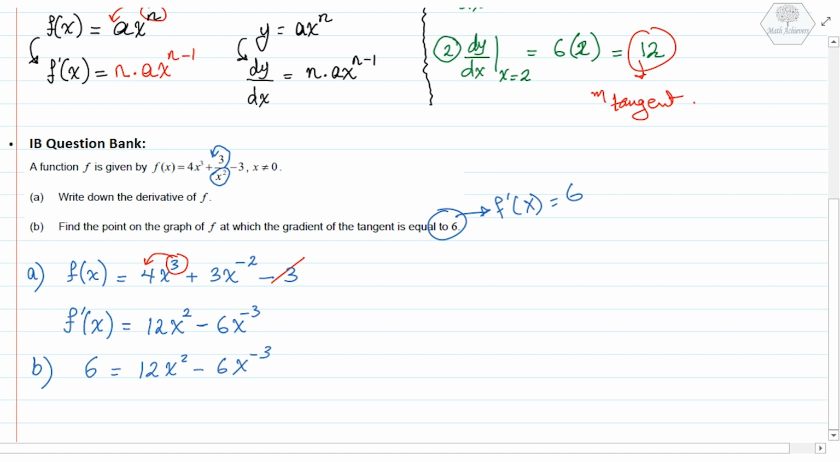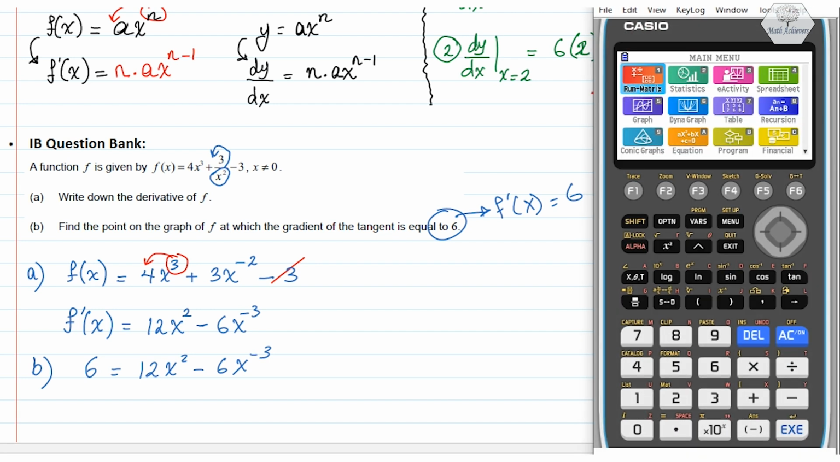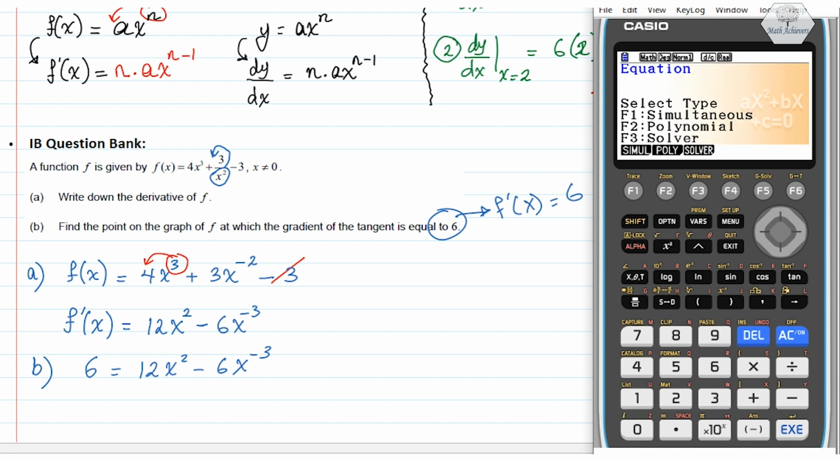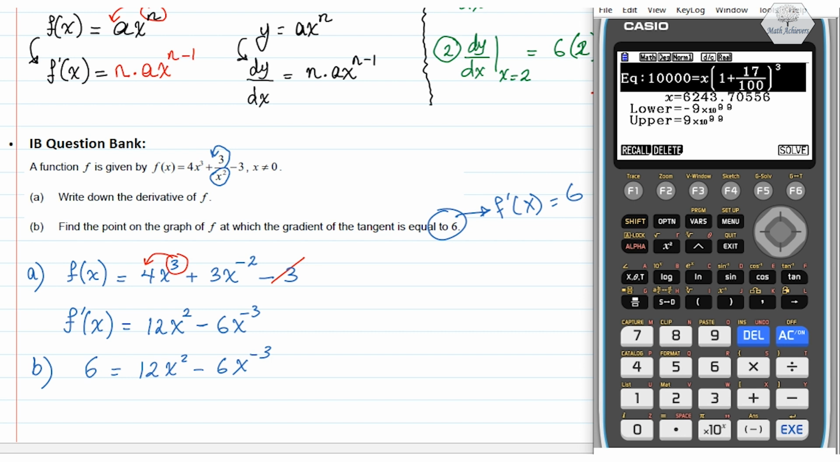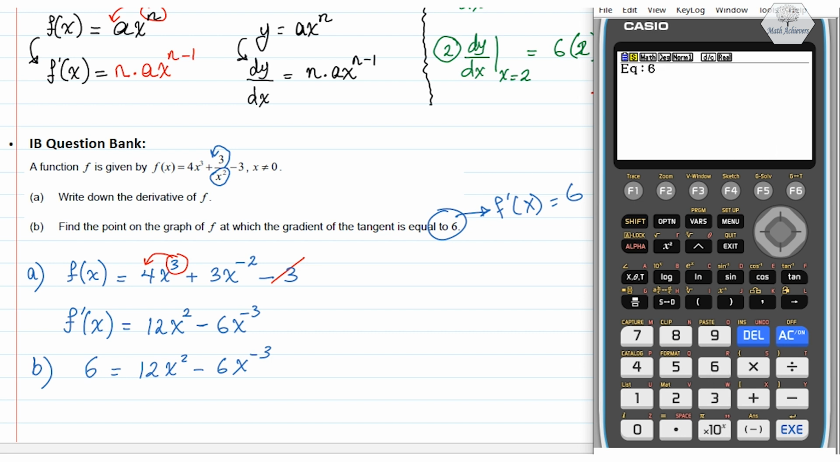In order to find x, we use our graphical display calculator now. So we go to equation and we choose f3, and let's just delete this equation. Okay, we have 6 is equal to 12x squared minus 6 times x to the power of negative 3. And execute again. This gives me x to be equal to 1.